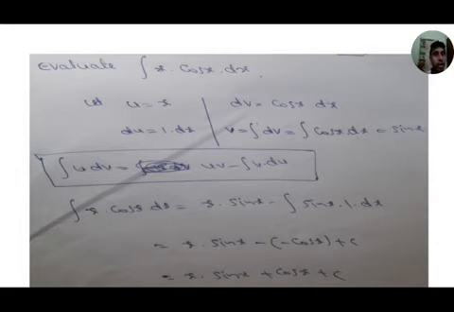Here u equal to x and dv equal to cos x dx, the first function's derivative and the second function's integration. First function derivative means u derivative is du, we get the du value, and second function dv integration means we get v. So substitute these u, v and du values in the formula and then integrate, we get the answer. Next.